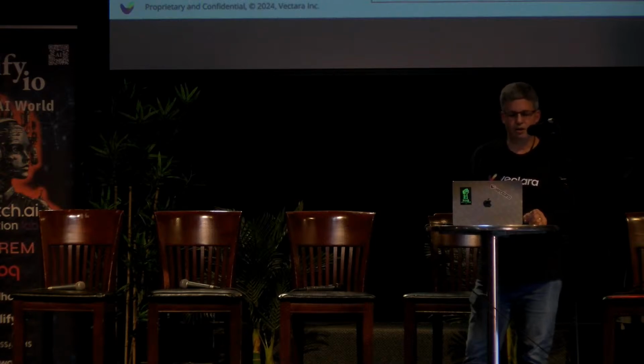So because we are kind of RAG as a service, we want to make sure that all the components are ready-made for you. You don't have to worry about it. You don't have to choose which one. They're just really, really good components. So our embedding model is called Boomerang. It's our own. It's actually competitive with OpenAI and Cohere for English and much better in other languages.